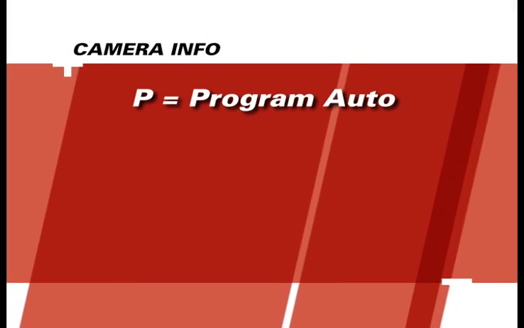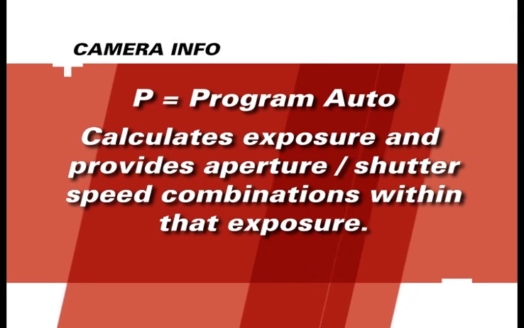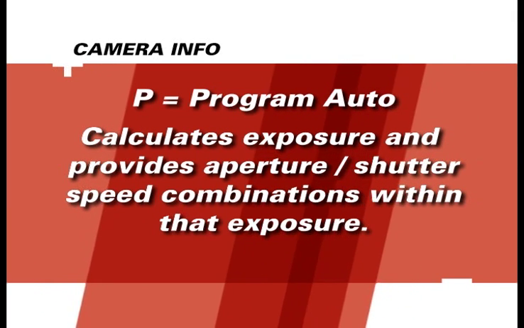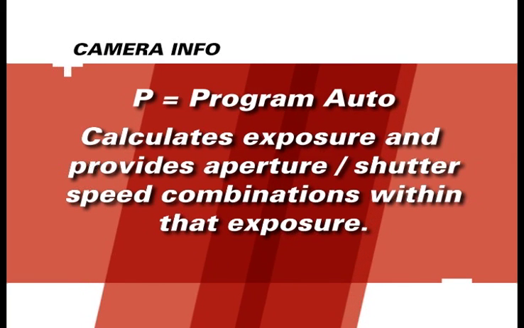Now that you're familiar with the basic zones on the mode dial, let's take a look at the creative shooting modes. The first mode is called the programmed AE mode and is represented with a P on the mode dial. The P stands for program and the AE for auto exposure. In this mode, the camera automatically adjusts shutter speed and the aperture for optimal exposure. Use this mode when you want to leave the camera in charge of the shutter speed and aperture.